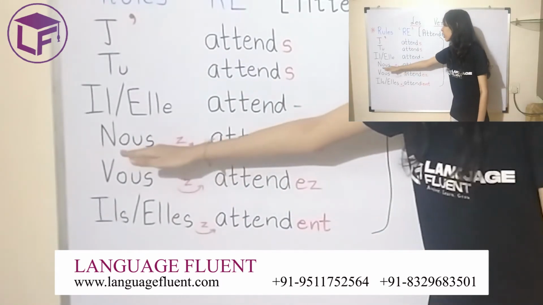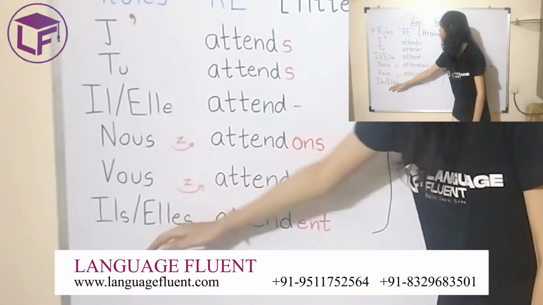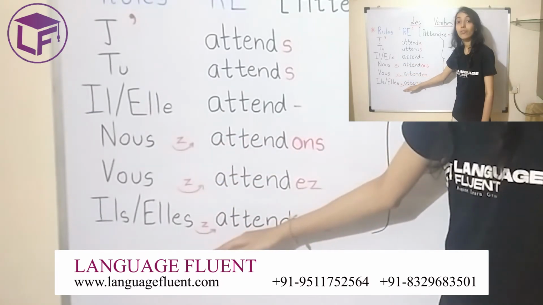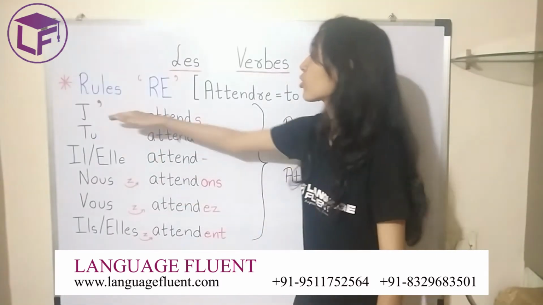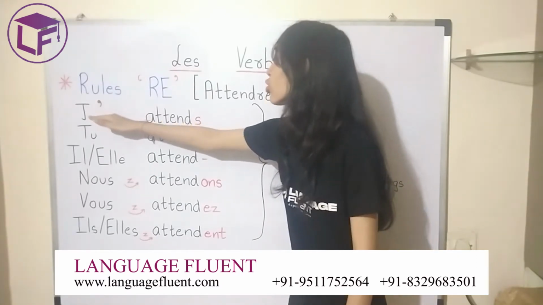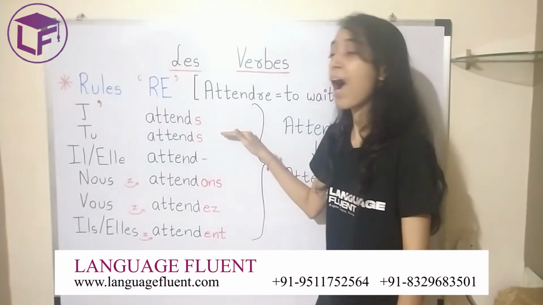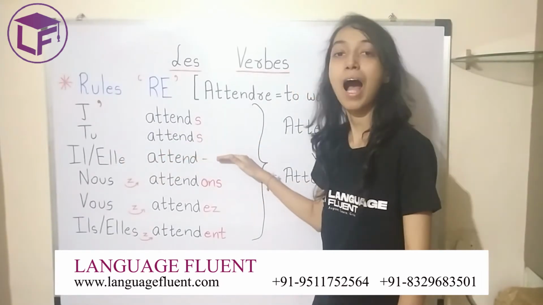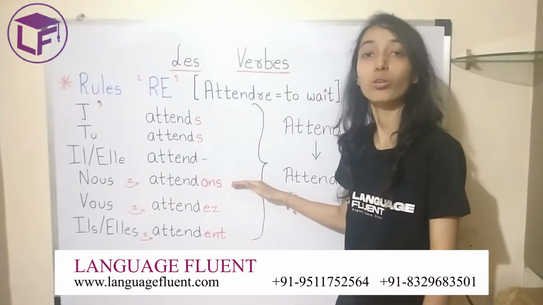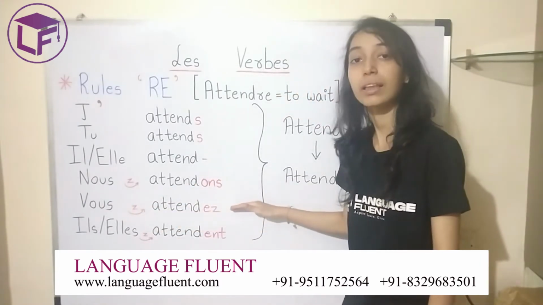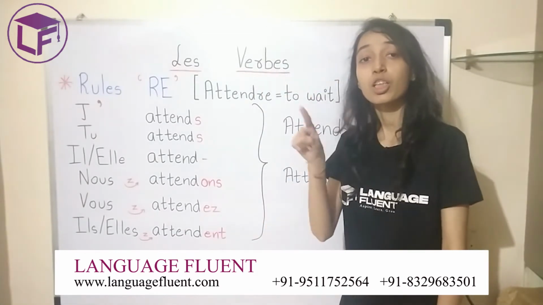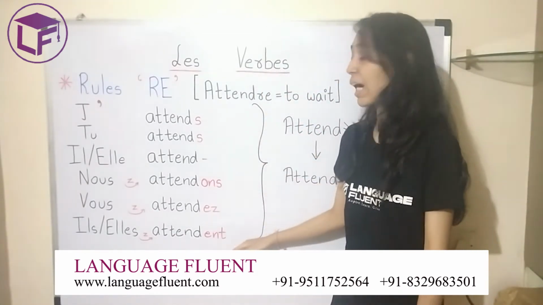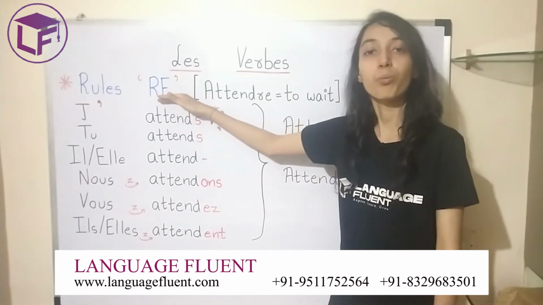And over here in nous, vous and ils, elles form, when the verb starts with a vowel, we have liaison. Liaison means sound Z. So the pronunciations are j'attends, tu attends, il, elle attend, nous attendons, vous attendez, ils attendent, elles attendent. The sound Z. So these are the endings for regular RE group of verbs.